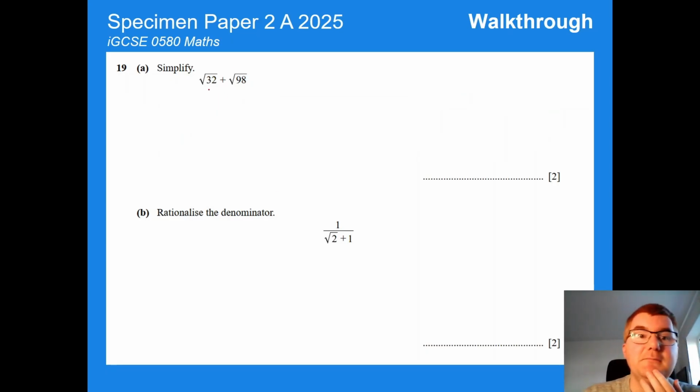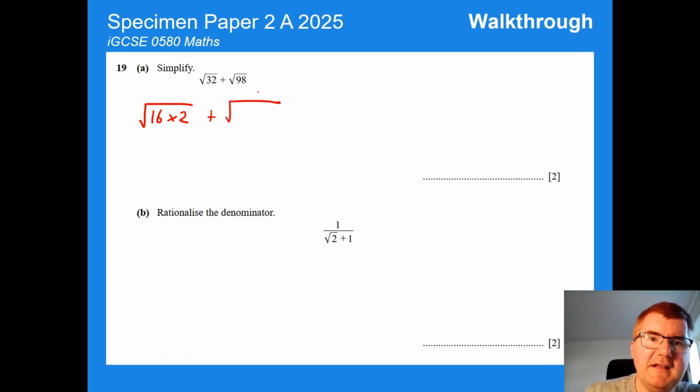So first of all, we're going to simplify our surds here. The easiest way to do this is look for the biggest square numbers that fit in. So with the square root of 32, notice this is the same as 16 times 2. I'm using this because 16 is a square number. And the same thing here, I can also do 49 times 2 to represent 98. Remember, 49 is also a square number.